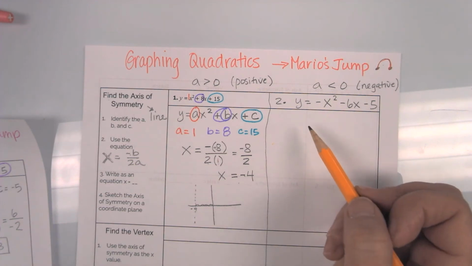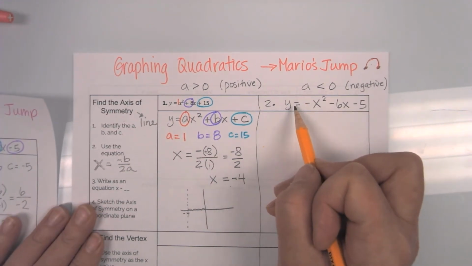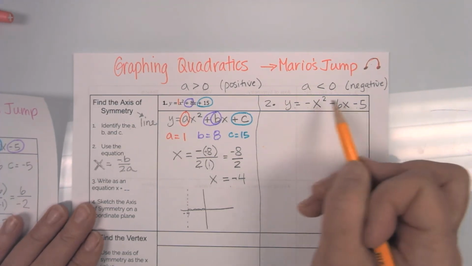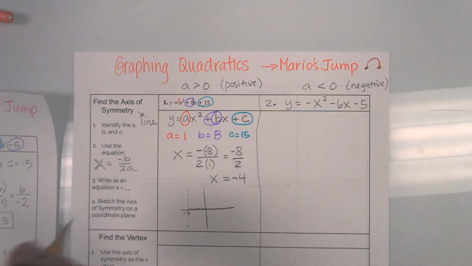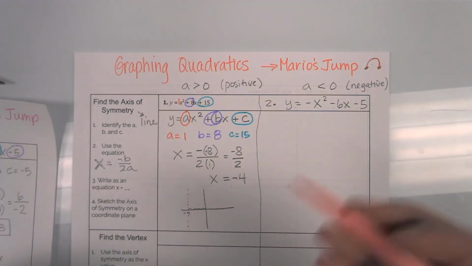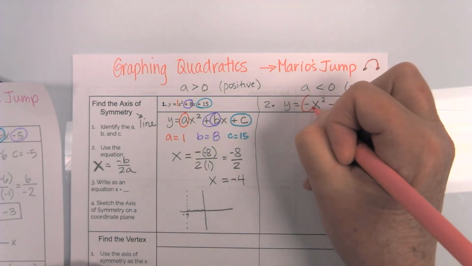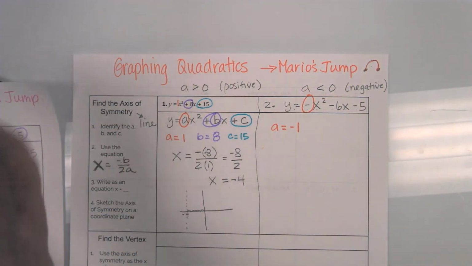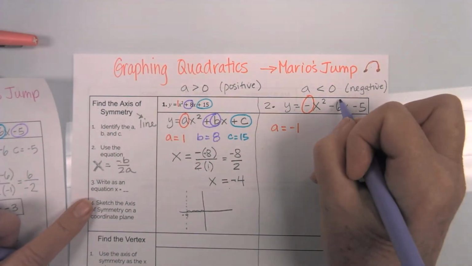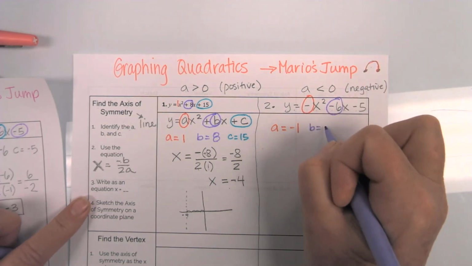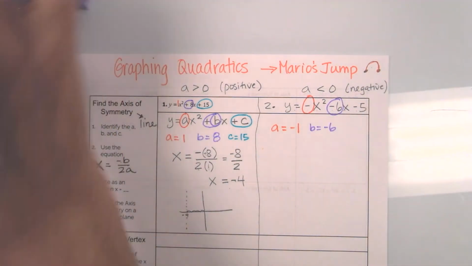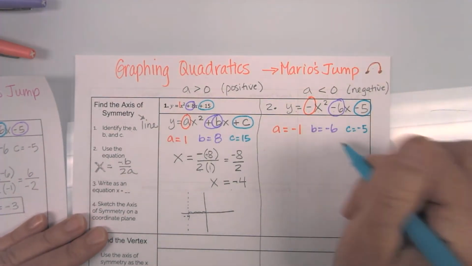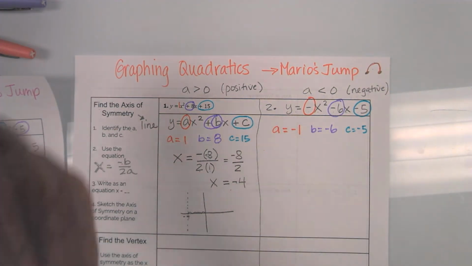Okay, let's look at number 2. Number 2 gives me y equals negative x squared minus 6x minus 5. Now I did purposely put in a lot of negatives so that you see what to do with them. Okay, let's identify our a first. Notice our a here. Our a is negative. A is negative 1. Then let's look at our b. Our b is a negative 6. And then if we take a look at our c, it is a negative 5.